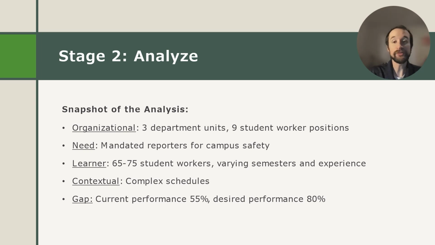And when it comes to the student workers, there are about 65 to 75 student workers at a time, each of them varying in the amount of semesters they have worked within the department and the amount of experience or background that they bring to the table.